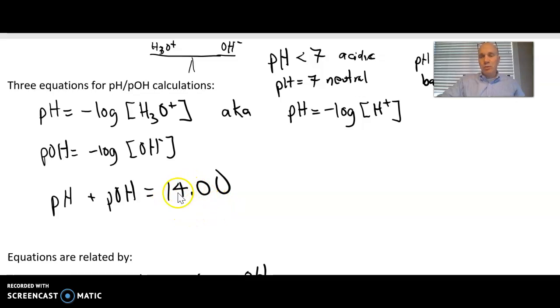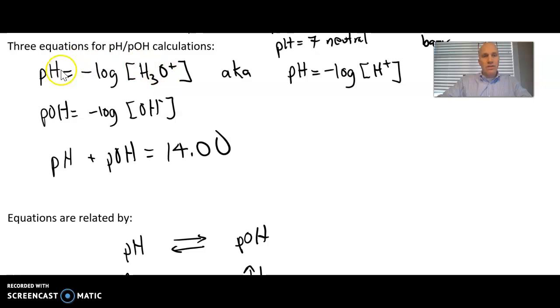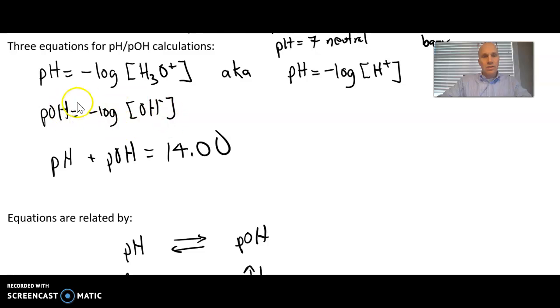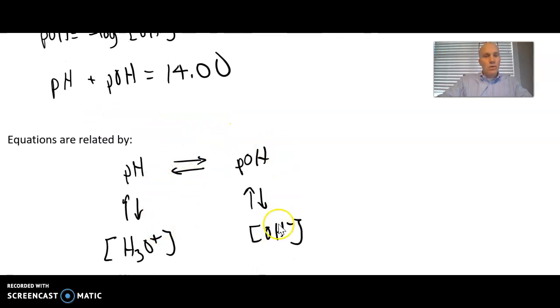A lot of times people will just say 14, but again, that's so that if you're paying attention to significant figures, you could do that. So again, these are a way that you can get between one to the other. You can go between pH and H3O plus using this equation right here. You can go between pOH and OH minus using this equation right here. And you can get between pH and pOH using this equation right here. So that way, if you're given any of these, you can get to the other.